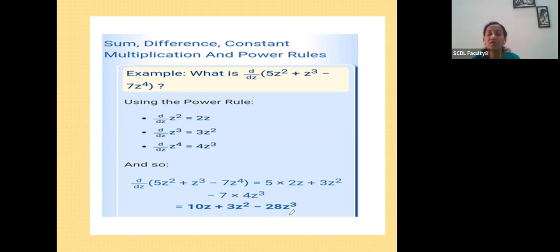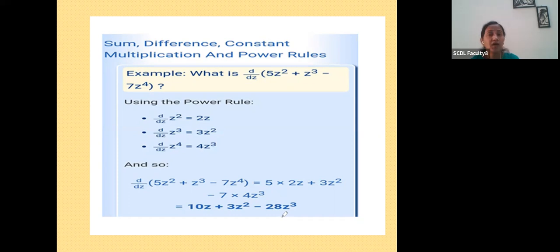So here you can see the power rule is also used, the sum rule is also used, the subtraction or difference rule is also used. Constant multiplication, all those rules we have to use here. Understood? This way we have to solve an example of this derivative. What have we done here? First of all, we use the constant multiple rule and the power rule. For each term, we solve the derivative of the respective terms.